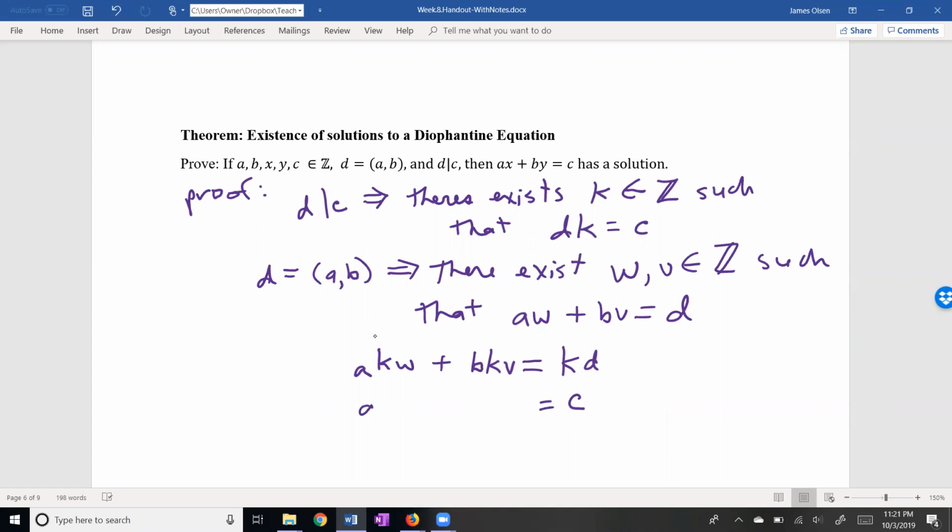So we have AKW plus BKV equals C. Our solution here is going to be KW and KV. This is the end of our proof.